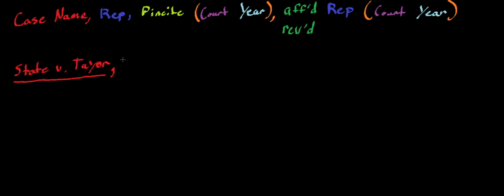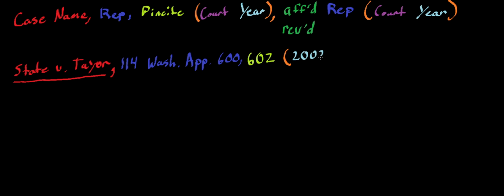And its citation, I'm just going to cite to the official reporter, is 114 Wash. App. 600. We'll put in a pin site to page 602, parenthesis. Since the reporter name tells us both the jurisdiction and the court that decided the case, I don't need to include that information in the parenthesis. This case was decided in 2002.